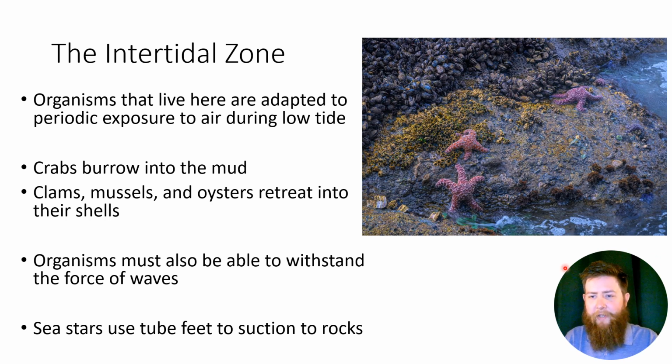Looking specifically at the intertidal zone here, organisms that live here, like sea stars and barnacles, are adapted to this periodic exposure to air during low tide. They're not always in the marine environment. Sometimes they are in open air. So some examples of adaptations: crabs will burrow into the mud to stay in that moister area. Clams, mussels, and oysters, these guys up here, will retreat into their shells during low tide, and then once the water comes back, they'll open up and start to feed again.